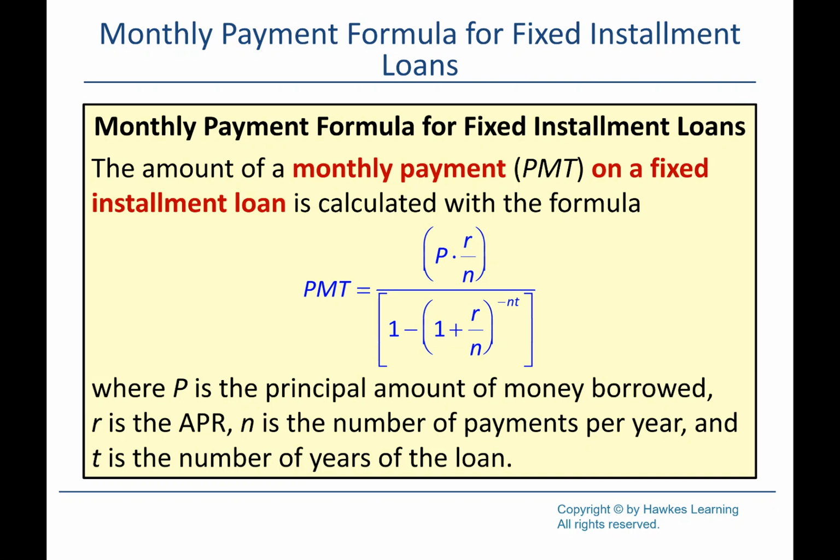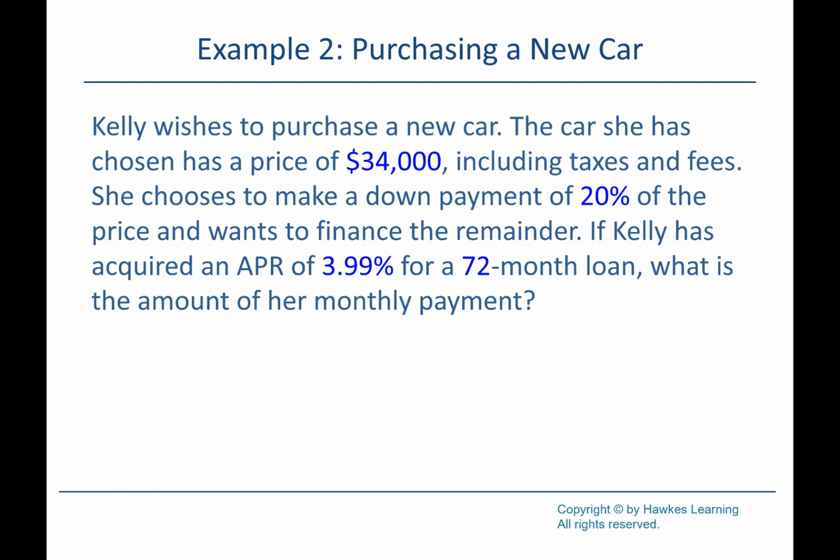Use this one. We're going to buy a car now. Or Kelly's going to buy a car. It says Kelly wishes to purchase a new car. The car she's chosen has a price of $34,000, including taxes and fees. She chooses to make a down payment of 20% of the price and wants to finance the remainder. If Kelly has acquired an APR of 3.99% for a 72-month loan, what's the amount of her monthly payment?